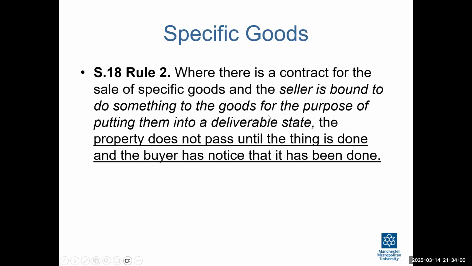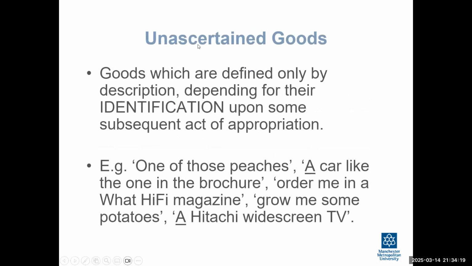In some answers, I've seen students interpret this rule and apply it really well, but then they don't talk about the notice part of it. And you will lose points for not doing that. So remember, talk about the notice. There has to be notice by the buyer that that thing had been done. So that's it for specific goods: deliverable state, undeliverable state, unconditional, conditional contract.